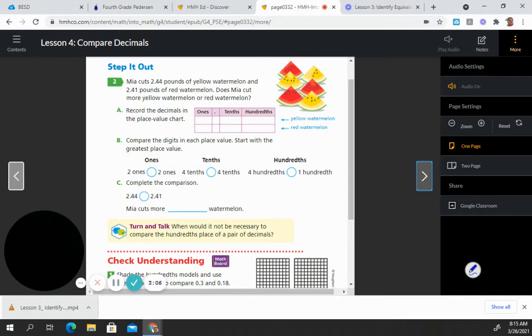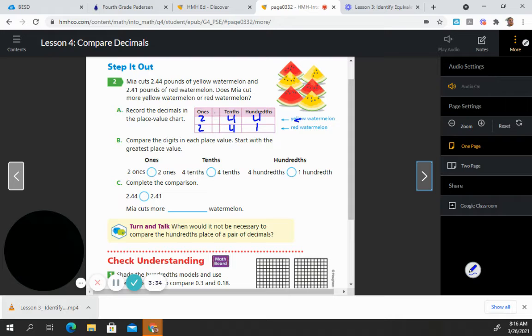So let's start with our ones. How many ones for the yellow? It says yellow right here. So 2 ones. And then our next biggest column is tenths. So 4 tenths and 4 hundredths. So the red watermelon, she still does 2 ones, 4 tenths. So right now it's the same. And then we get to the hundredths, and this has 4 hundredths, and this only has 1.